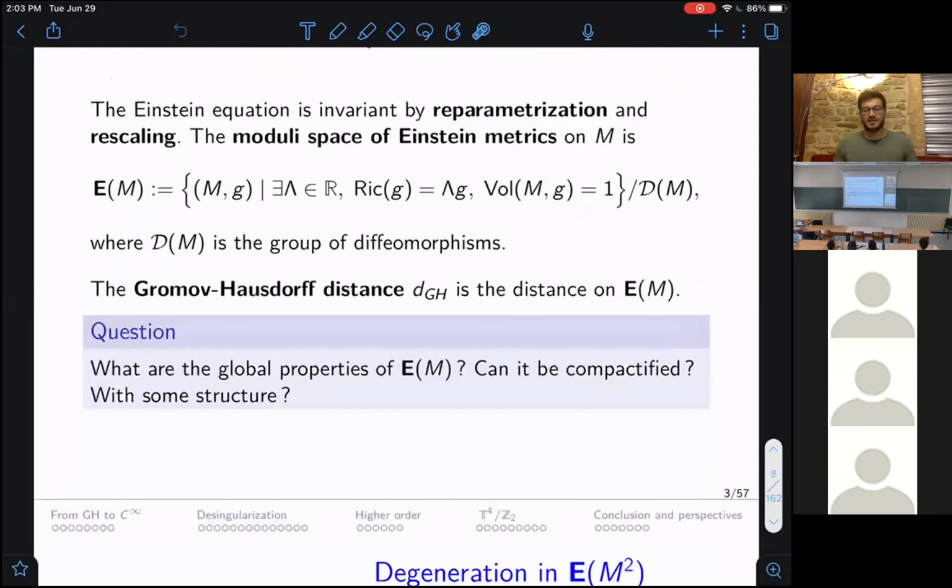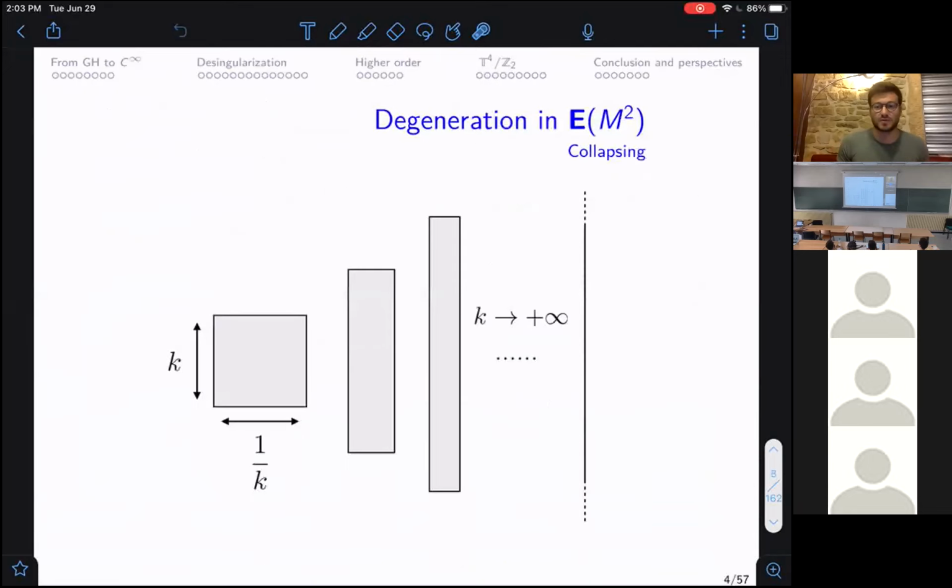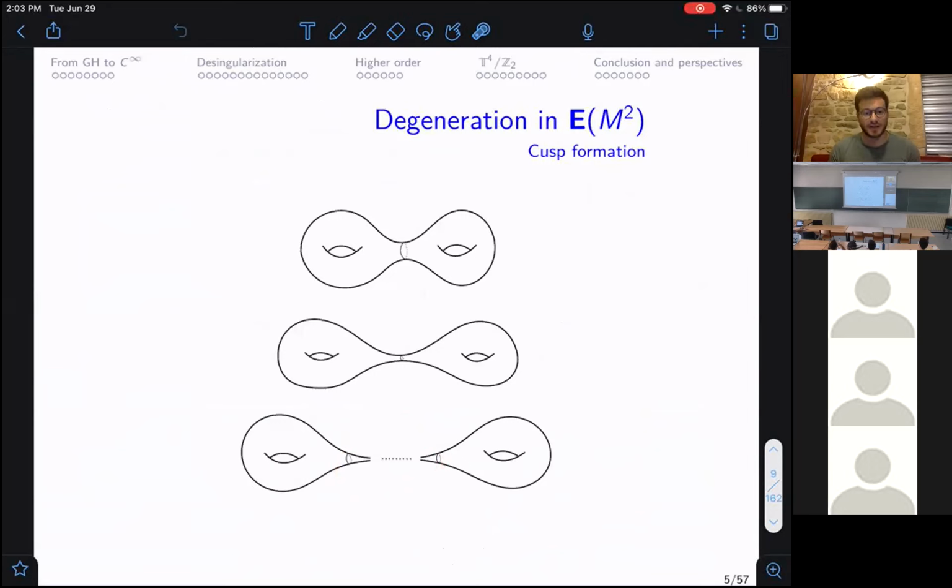There are degenerations, and you've seen with Antoine that there are collapsing degenerations. This already appears in dimension 2. Just take a torus, fix the volume equal to 1 and let one of the lengths go to infinity. You end up with something with infinite diameter, but which is one dimension below. You can also find cusps in hyperbolic geometry. Again, this appears with infinite diameter, and this already appears in dimension 2.